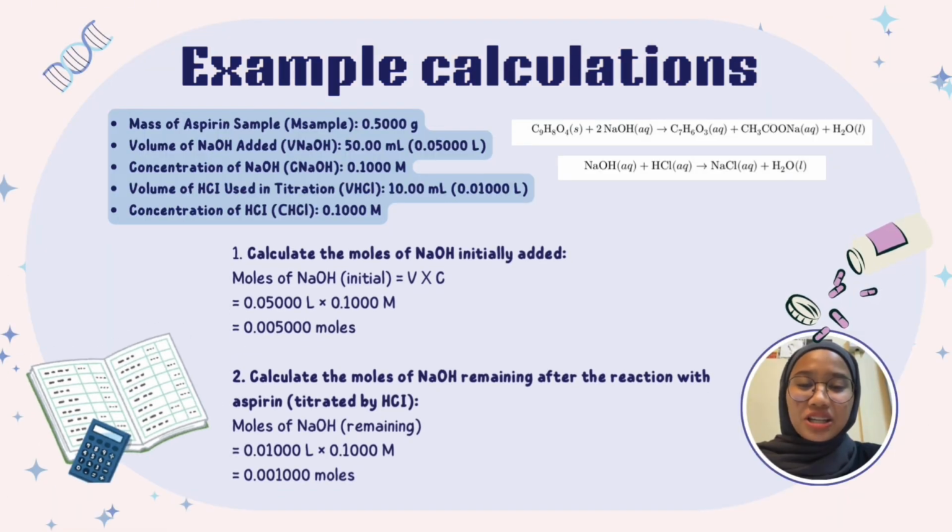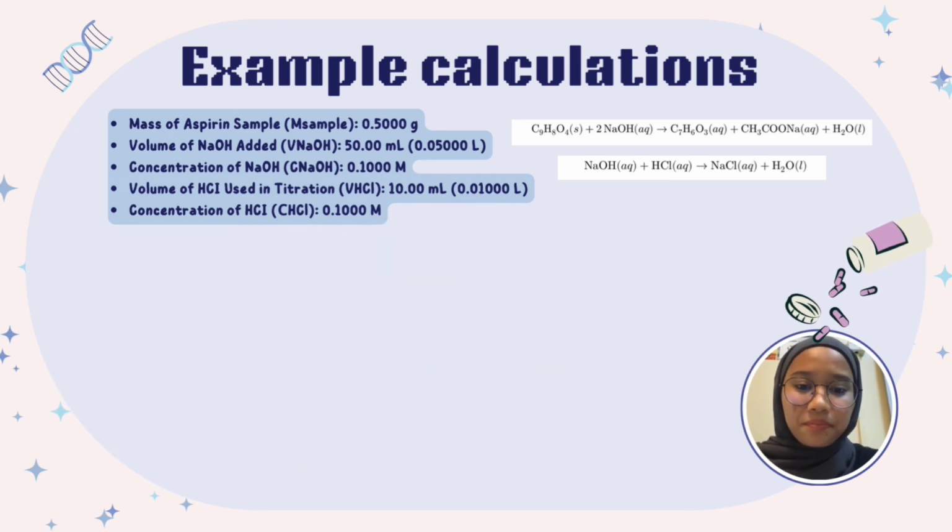Okay, now it is time for the calculation. Mind you, the value given is not a real value of the sample. It's just an example. The first step of calculation is you have to find the initial mole of NaOH, and then the second one, calculate the remaining mole of NaOH by using the ratio HCl 1:1. So it just equals the HCl mole, and also the remaining NaOH mole is the same.